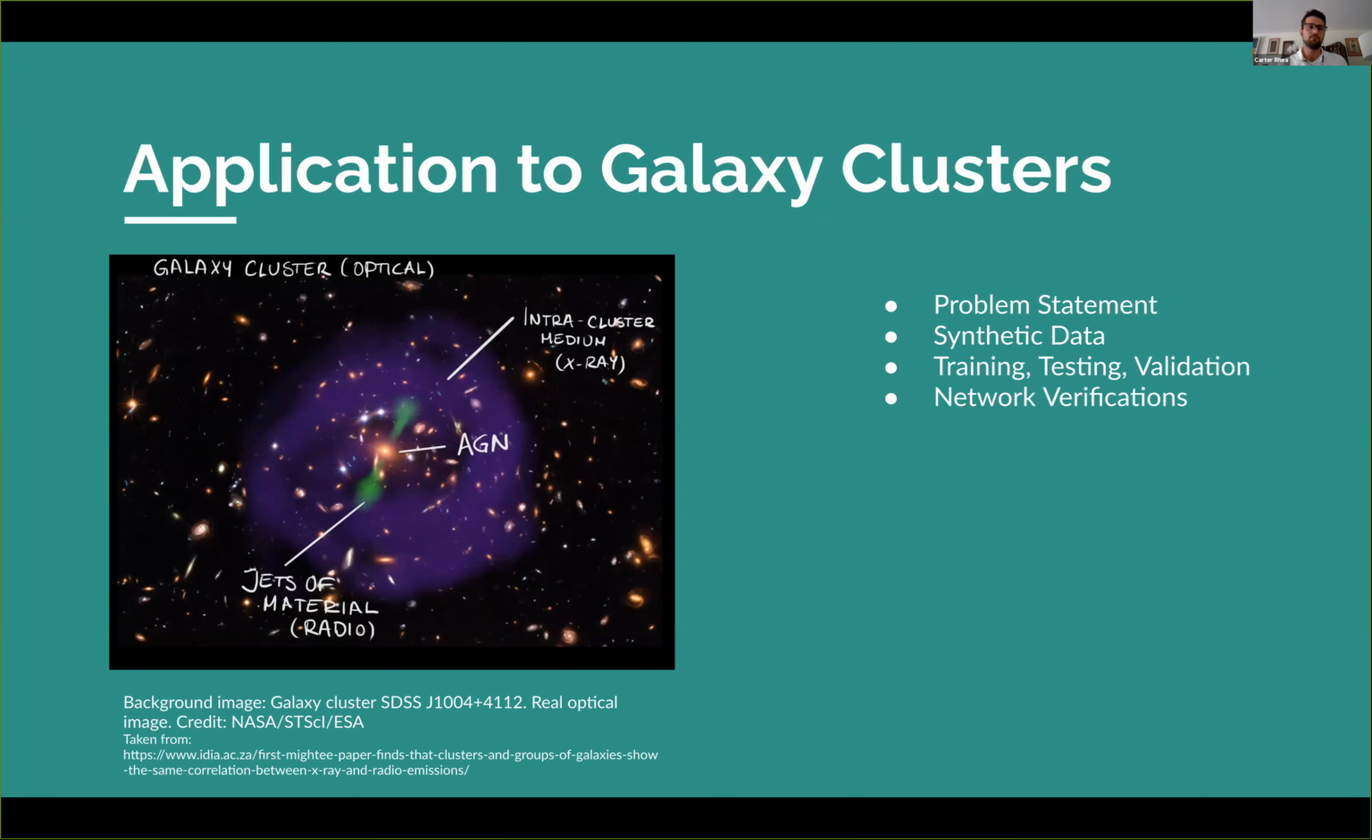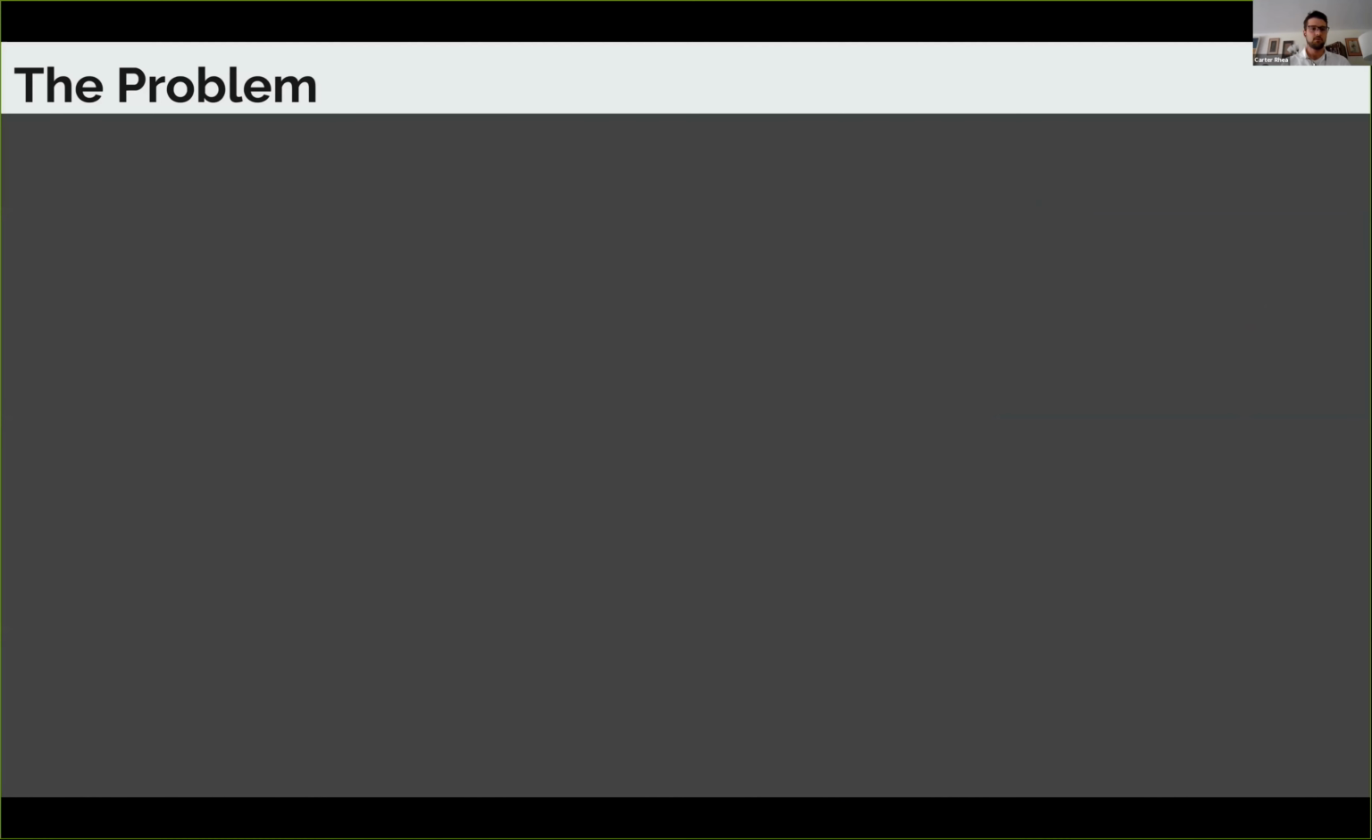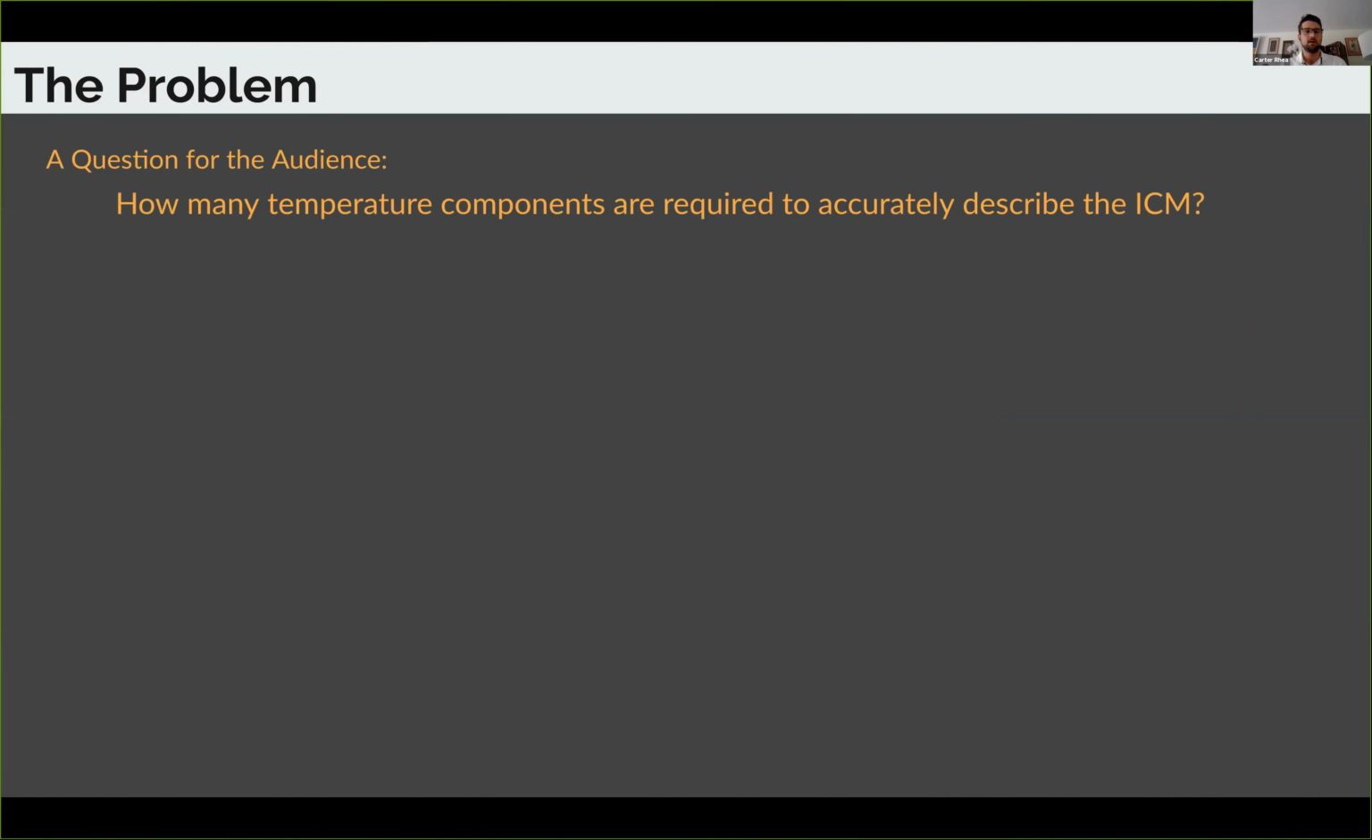So how are we going to use machine learning to study galaxy clusters? Well, our initial problem is quite simple. How many temperature components do we need to describe the ICM? We know that we can't simply say, okay, the ICM has this temperature, but rather it's a continuous distribution of temperatures. But how many discrete temperature components do we need to describe this continuous distribution? And for a follow-up question, how would you determine the optimal number?